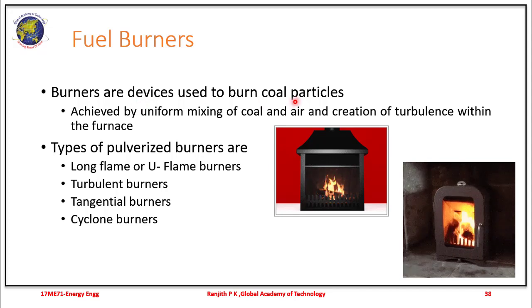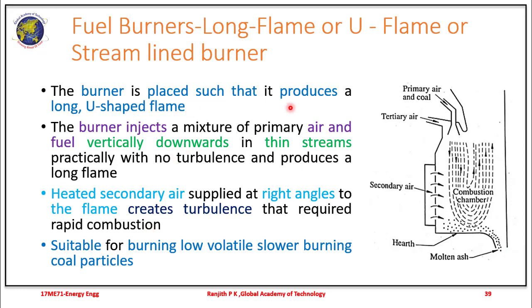The next is the fuel burners. These burners are the devices used to burn the coal particles, which is done by uniform mixing of coal and air and creation of turbulence. There are various types of burners that are used: long flame, short flame or turbulent burners, tangential and cyclone burners.